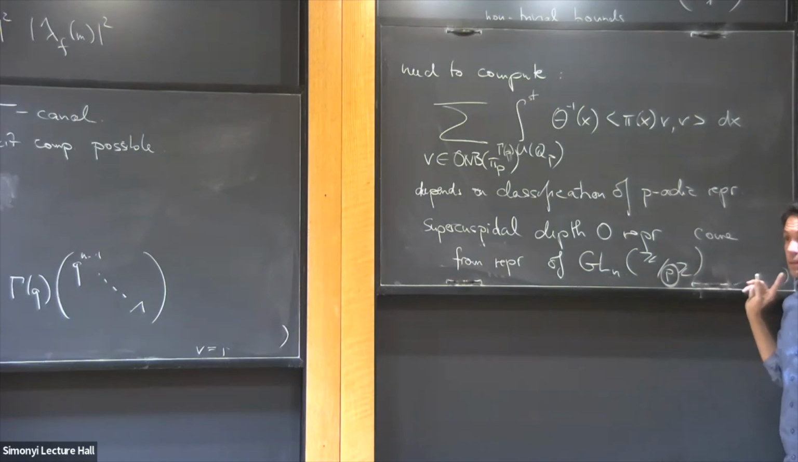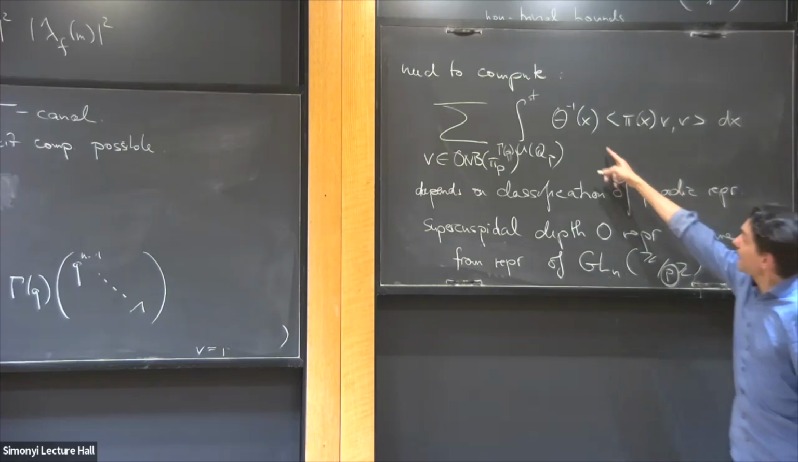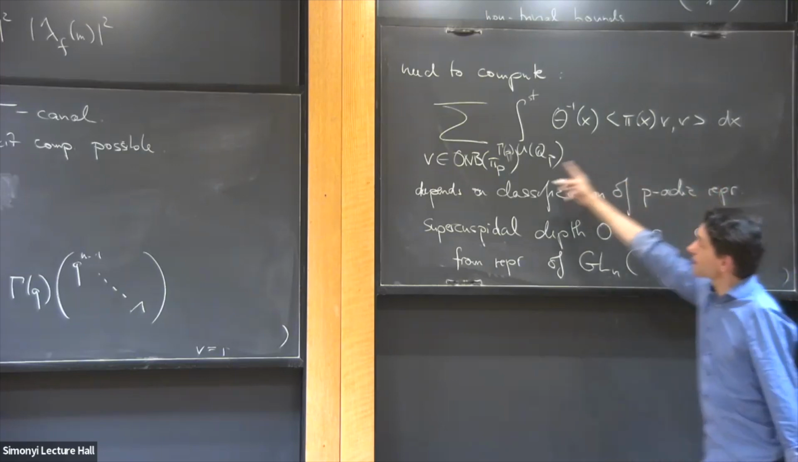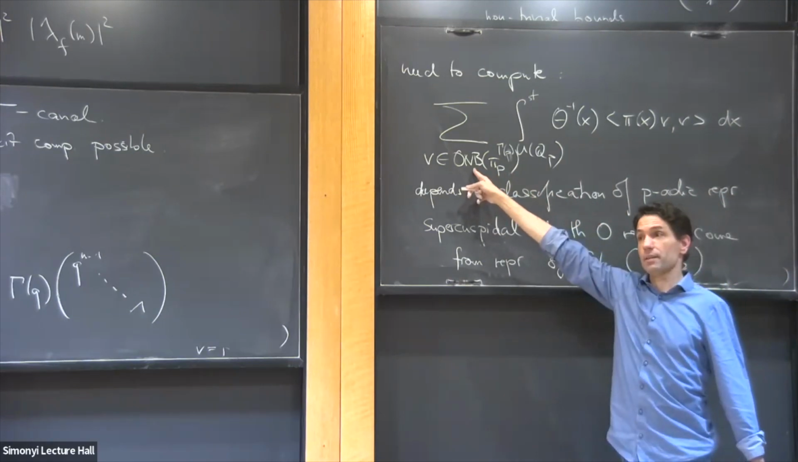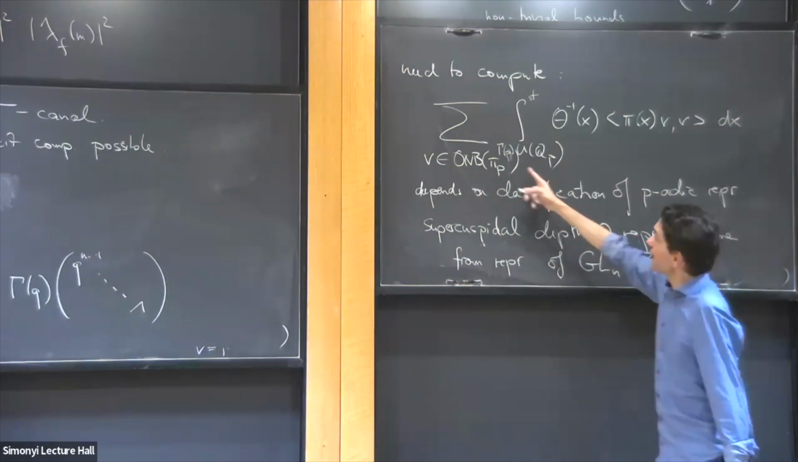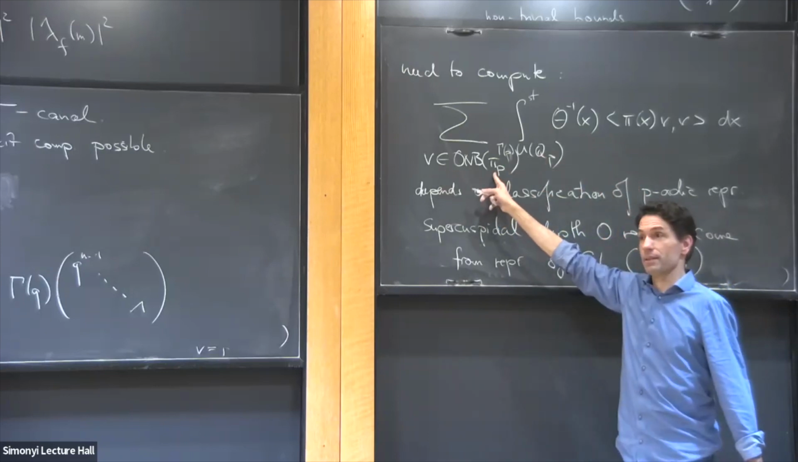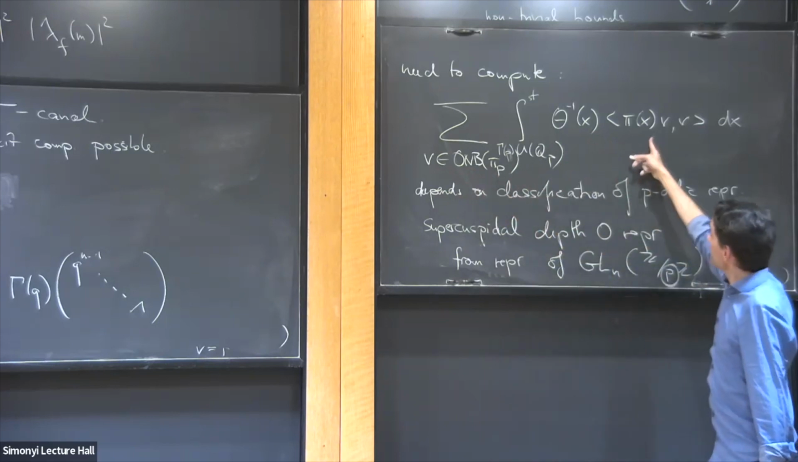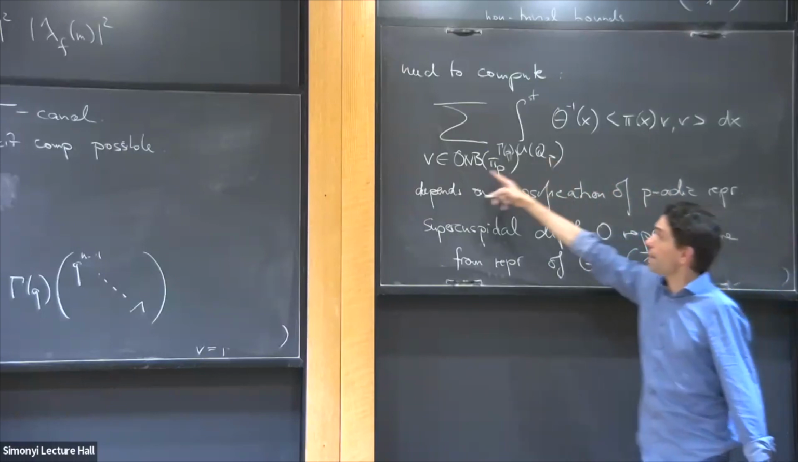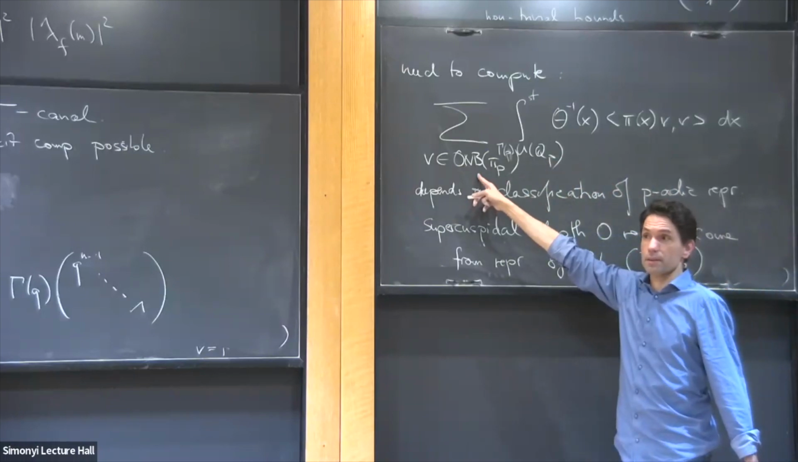So what do you need to know about this? When you say you need to compute it, what do you need about it? I need to have an upper bound for this and a lower bound for the dimension. I need to show that this is roughly as big as the dimension. So for this, I want an upper bound, and for the dimension, I want a lower bound.